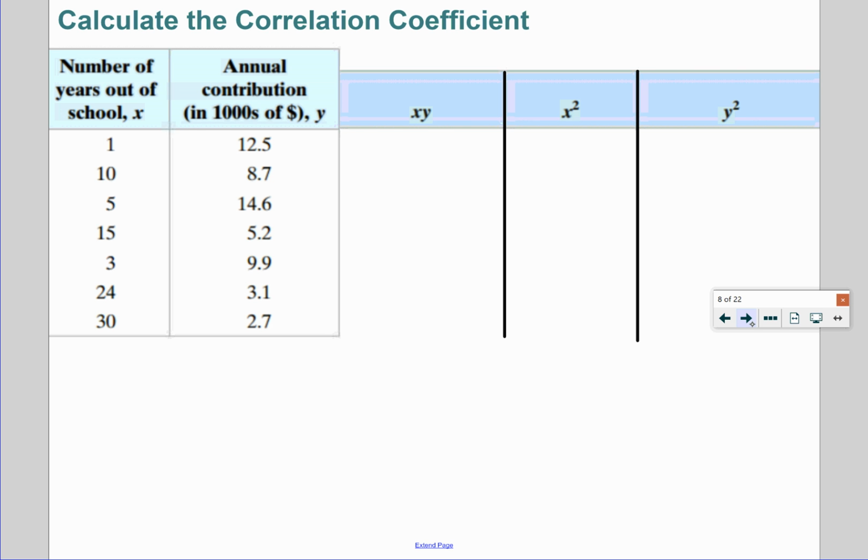All right, so in this set we've got number of years out of school, and then annual contribution to something like an IRA or back to the school for a donation, or whatever this happens to represent.